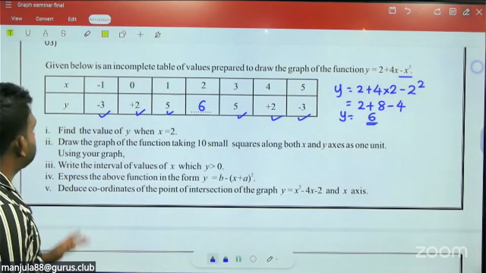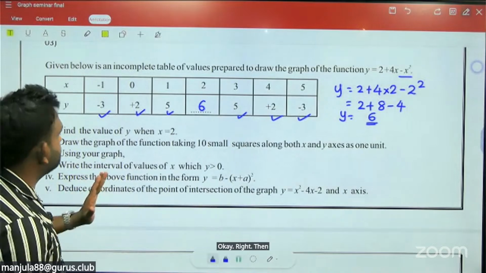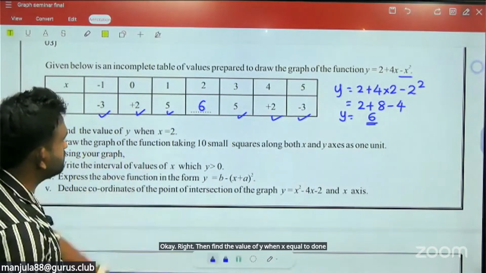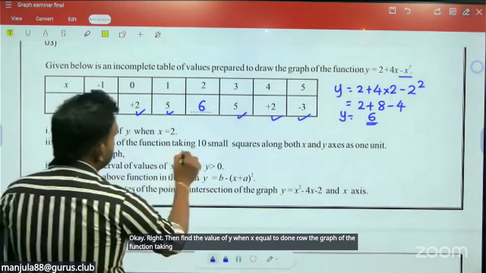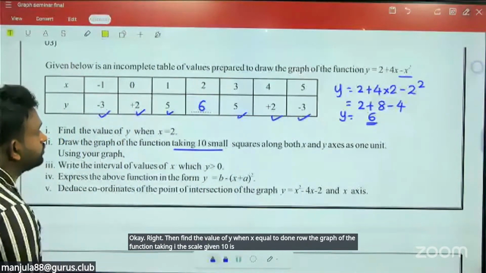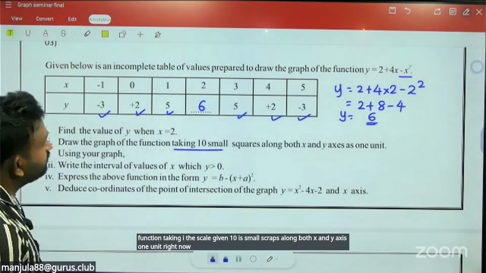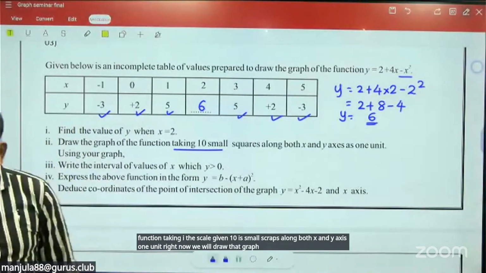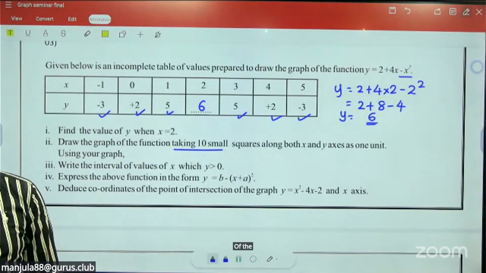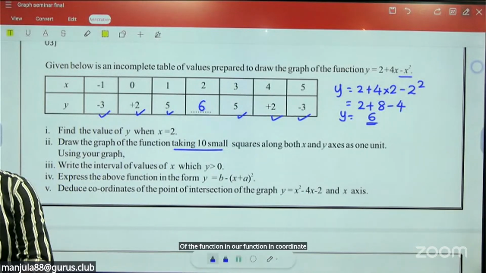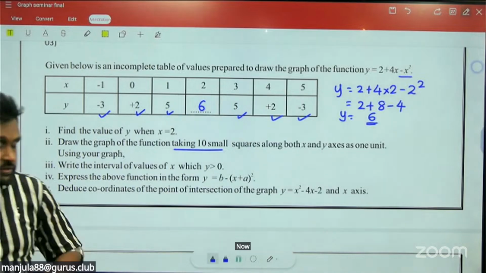Right. Then find the value of y when x equals 2, done. Draw the graph of the function. Take a scale of 10 small squares along both the x and y axis as 1 unit. Now we will draw the graph of the function in our coordinate plane. Now check the equation. We will substitute.